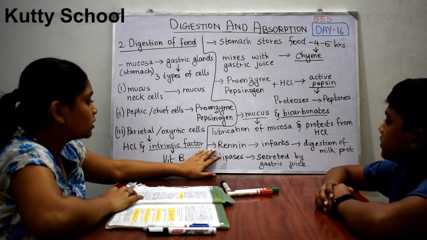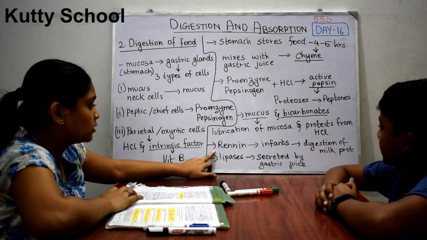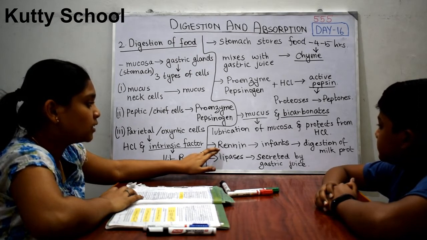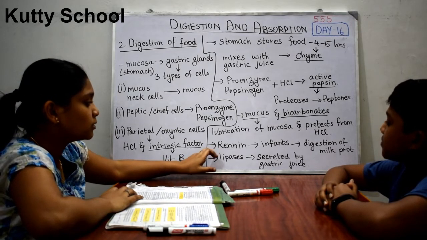There is also renin, which is produced by the gastric glands and secreted in the stomach. This renin is present in infants. This is also a proteolytic enzyme, and it is present in infants.